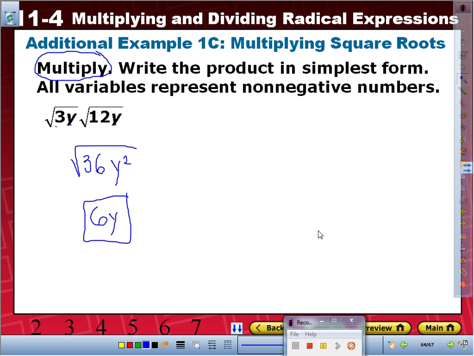Okay? Copy this next one down, please. Example 1D. See if you can do this one by yourself.